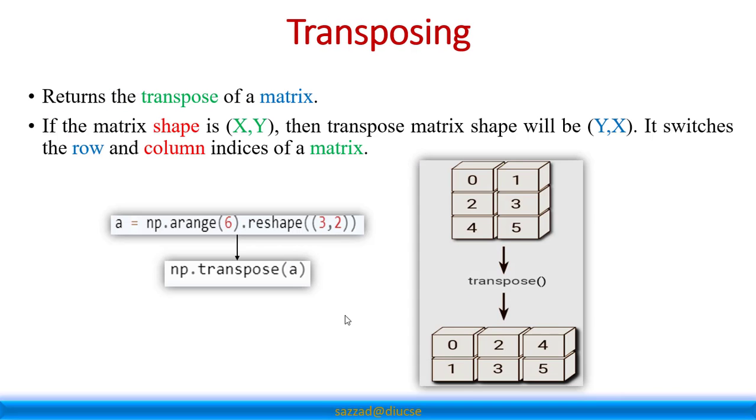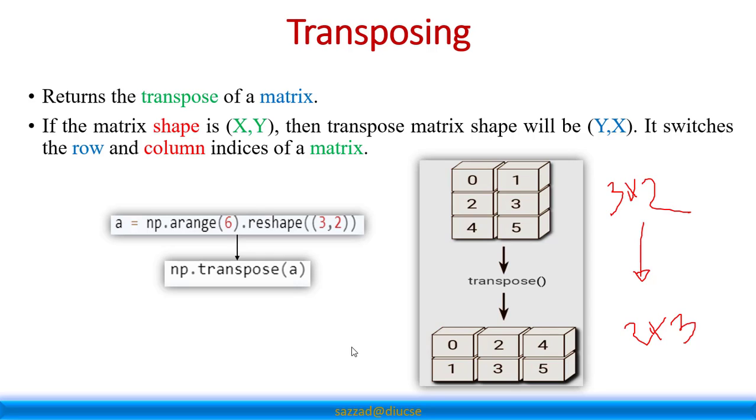Then we can also transpose an array, like a transpose matrix. So if the matrix shape is x by y, then the transpose matrix shape will be y by x. That means you can see the shape of the first array is 3 by 2. Then if we use the transpose function, it will become 2 multiplied by 3, and so on. We can do that by using just a single function called transpose, and inside, as an argument, we need to put the array that we want to transpose.